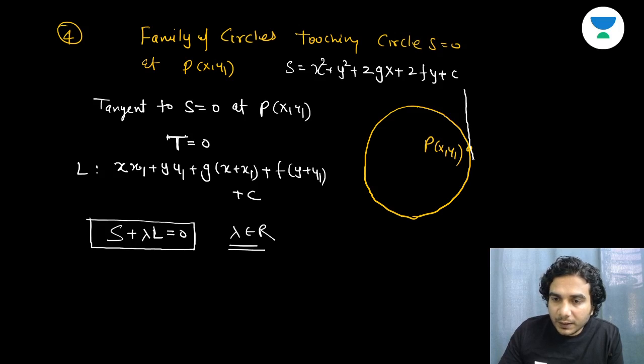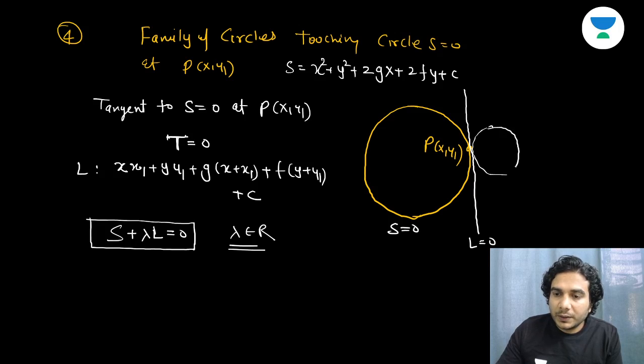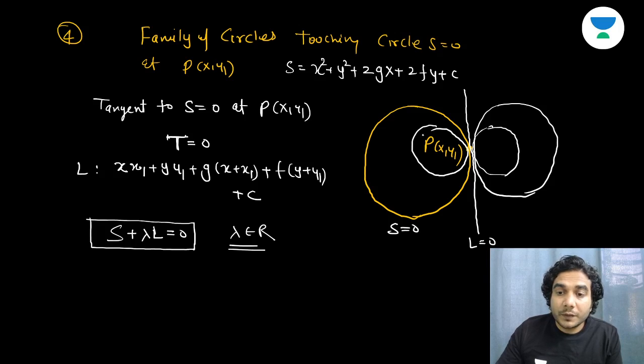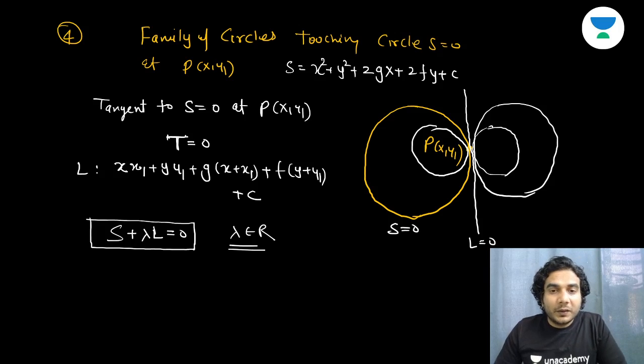We have written this line and then we are using S plus lambda L, and it will represent all the circles which are going to touch the given circle at point P. So if any question asks you to find the equation of a circle which touches a given circle at a given point, then you can use this equation. This will help you find the equation easily. This is a very, very important point.